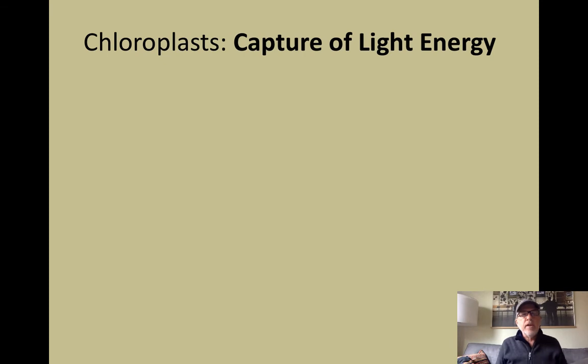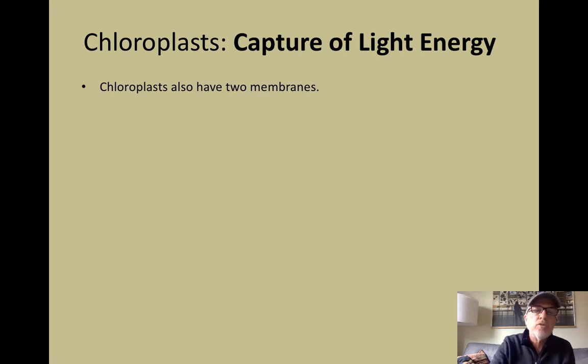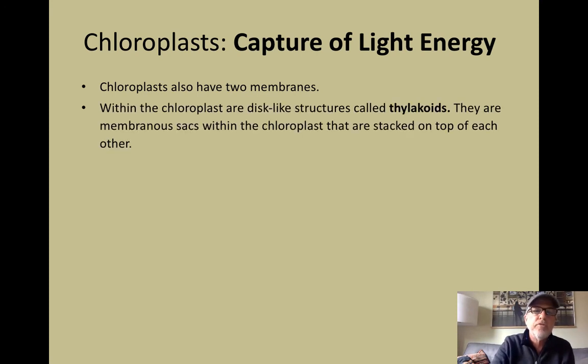So now let's move on to chloroplasts. Chloroplasts capture light energy and take that energy and put it inside the chemical bonds of organic molecules such as glucose. Like the mitochondrion, chloroplasts have two membranes. But within the chloroplasts are disc-like structures called thylakoids, and they are membranous and they are filled with a fluid inside, and they're stacked on top of each other. I'll show you a picture in a second.